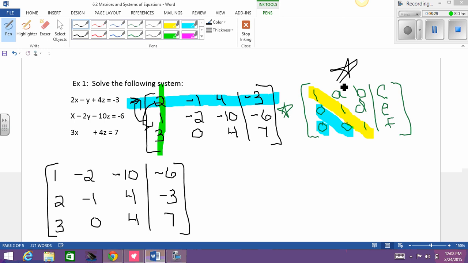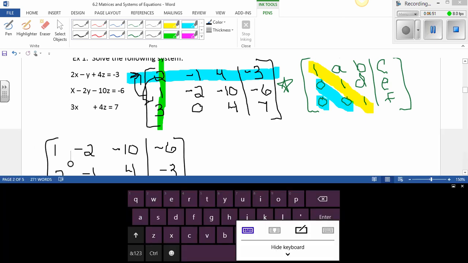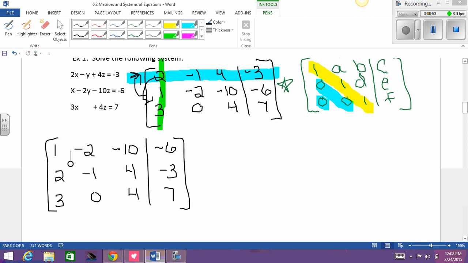So the first thing we're going to do is take a look at the first row, and we're going to multiply that through by a negative 2. The reason we're doing that is because this first one becomes a negative 2, and it allows that 2 in the second row to cancel. Okay, so that's what we're going to try and do. So we're going to multiply this first row through by negative 2.